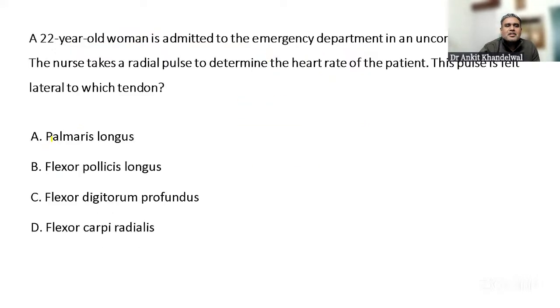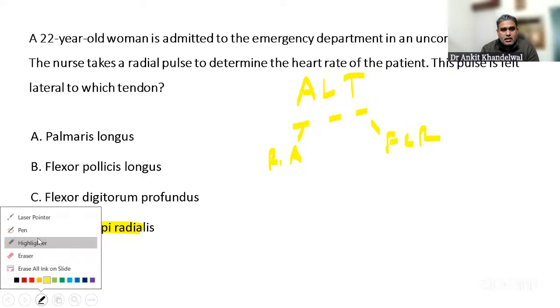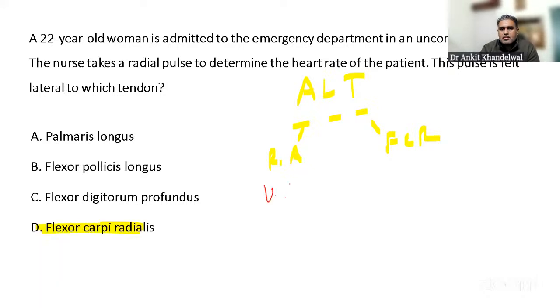A 22-year-old lady is admitted to the emergency in an unconscious state. Radial pulse, a pulse is felt lateral to the tendon. And do remember over here that we have a mnemonic ALT, that is arteries lateral to tendon. Same name artery, radial artery; same name tendon is flexor carpi radialis. That should be the yes answer. And the other way around, if it is the ulnar artery, then it is lateral to flexor carpi ulnaris tendon.